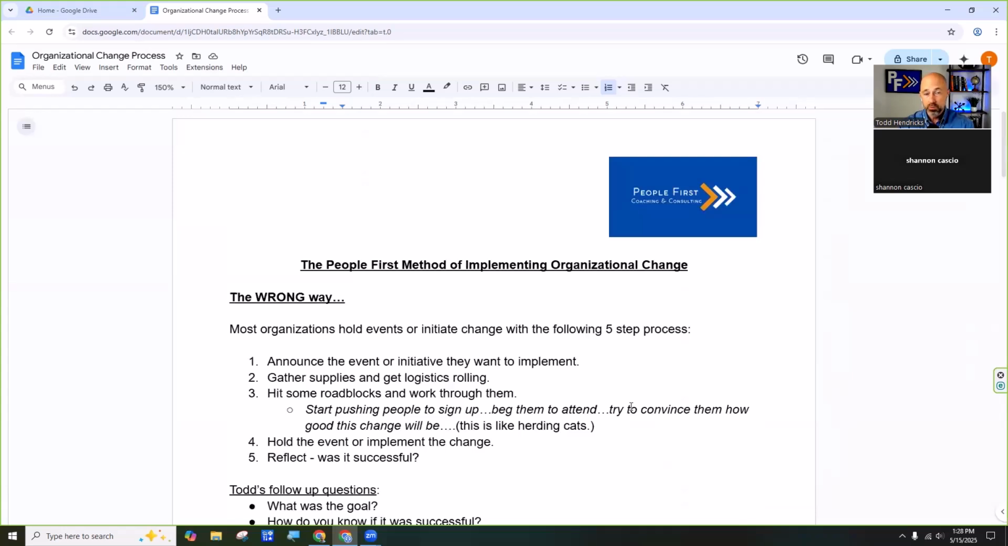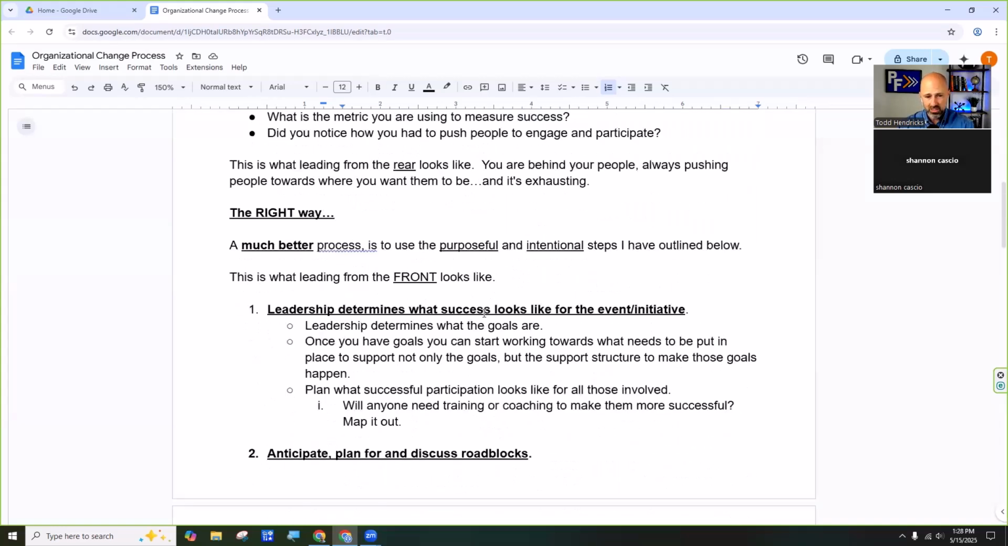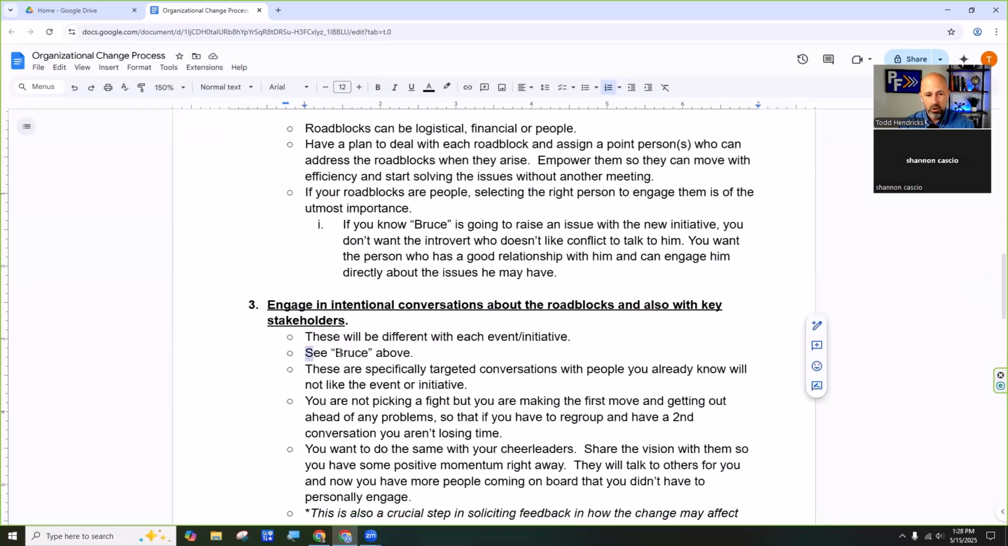Is it purposeful and intentional? Yes. Does it take forethought and planning? Yes. Do you have to follow these steps? Yes, because if you skip any of these steps, let's say leadership has determined what success looks like, you're anticipating, planning, and discussing roadblocks, but nobody goes and talks to the negative people. Nobody engages people who are going to not like this idea. Well, then you're going to have negative conversations around it. So you have to be purposeful and intentional with your conversations.